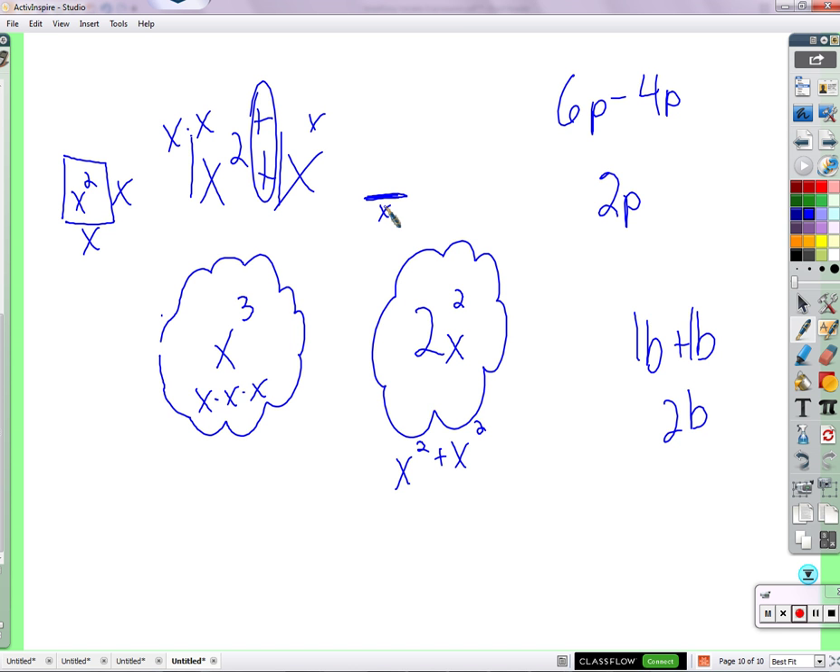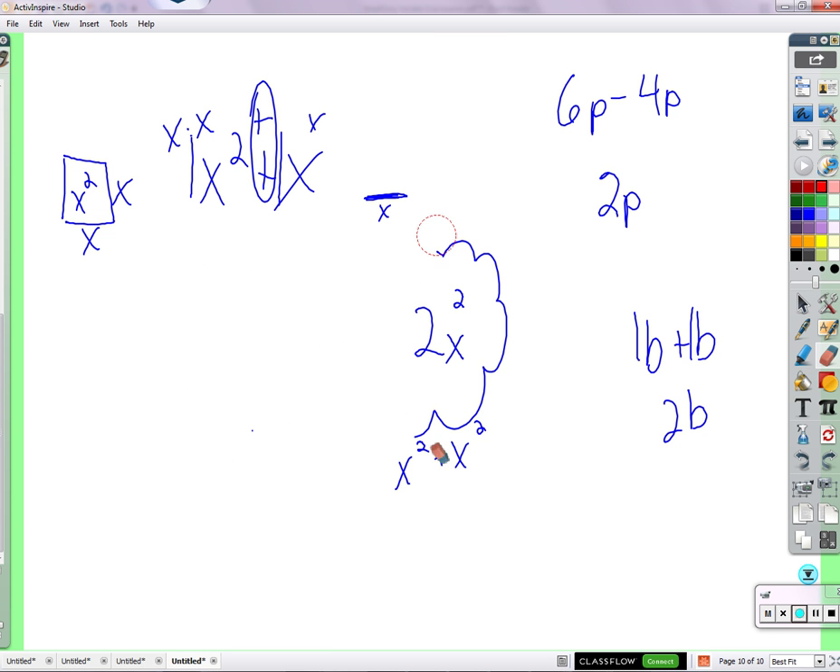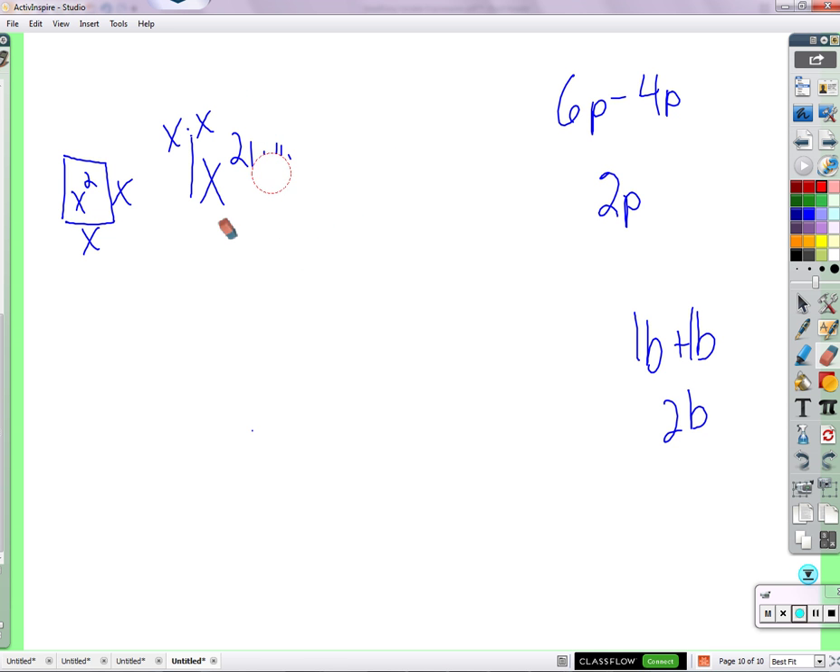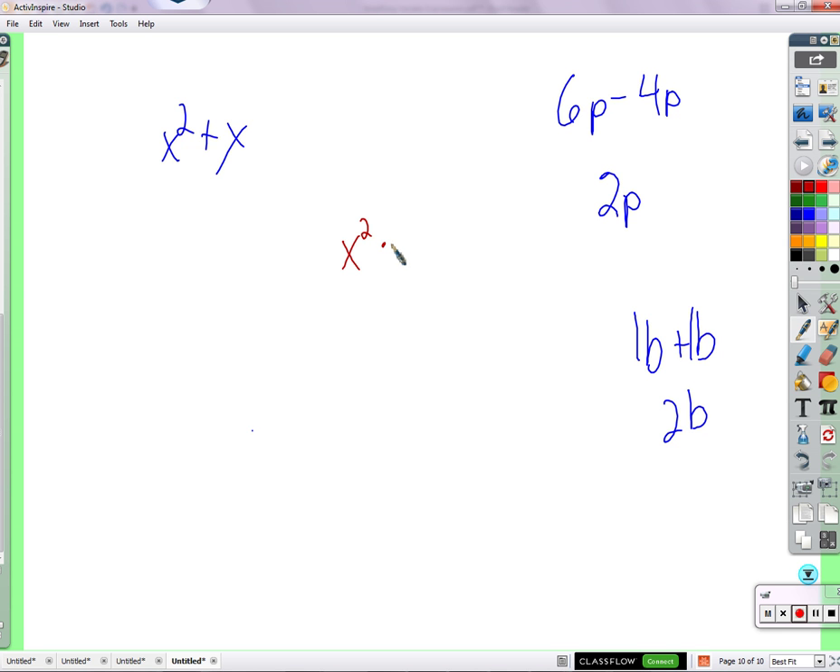So what do we do with x squared plus x? The only way we could move forward is if we knew what x was. But until then, it's not x cubed, it's not 2x squared, it's not 2x. It's just x squared plus x. It's all it can ever be, and you cannot combine them at all. If I said simplify this, you would say, it is simplified.